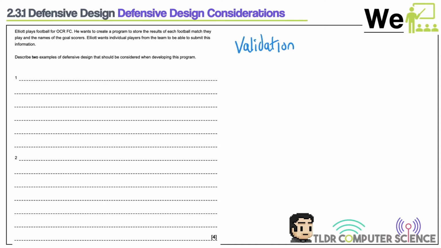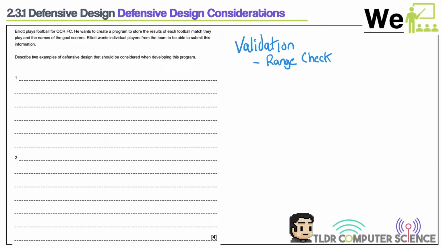There are lots of different types of validation we could use. There's something called range check. This could be, for instance, limiting the minimum number of goals you can input to 0 and the maximum to, maybe, I don't know, less than 20 or something. And that, by helping restrict the amount of answers, makes it a bit more sensible.